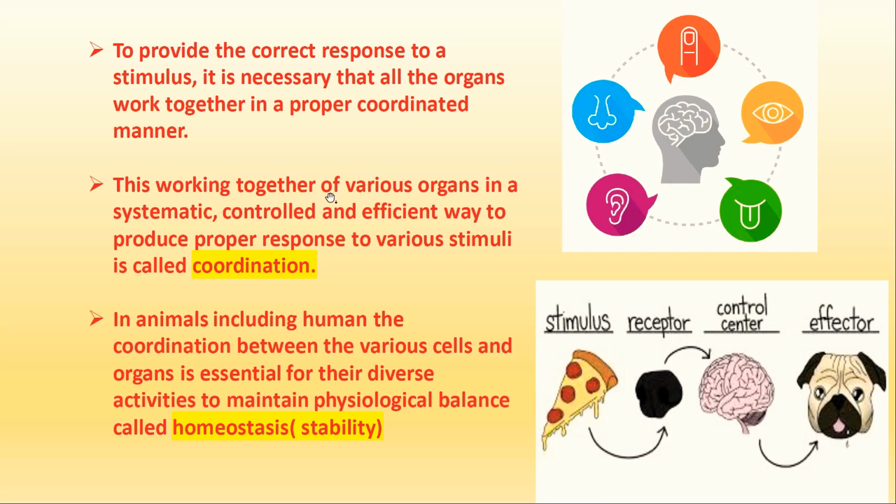This working together of various organs in a systematic, controlled and efficient way to produce the proper response to various stimuli is called coordination. In animals, including human beings, the coordination between the various cells and organs is essential for their diverse activity and to maintain the physiological balance. The physiological balance is otherwise called homeostasis or stability.